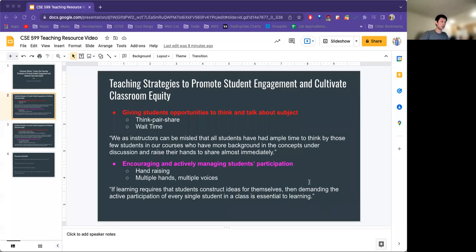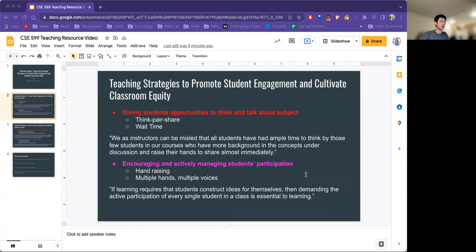The second main strategy is encouraging and actively managing students' participation. In order for students to learn well, it is important for them to construct ideas by themselves. But currently, many students could go by their classes without speaking aloud in them, as most of them are uncomfortable answering questions or sharing ideas. This results in many students not proactively thinking about new ideas, as they do not need to speak up in class. To promote student participation, instructors could encourage by using these 2 techniques: hand raising and multiple hands, multiple voices.